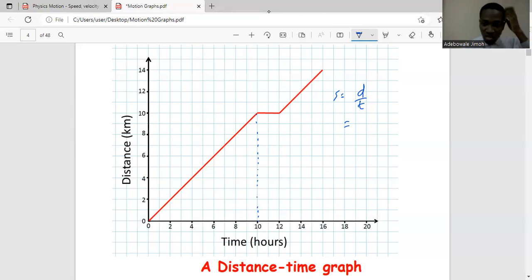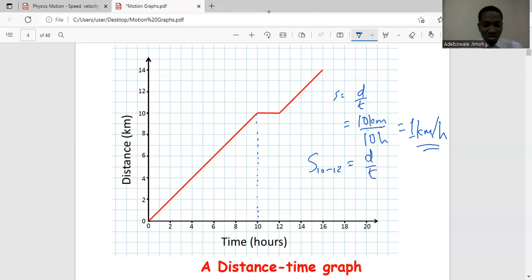So the distance traveled is 10 kilometers divided by the time, which is 10 hours. If we divide distance by time, the answer will be 1 kilometer per hour. This is the speed of the object from 0 to 10 hours. Let us assume you were asked to calculate the speed of the object from 10 hours to 12 hours. You use the same formula, distance divided by time.